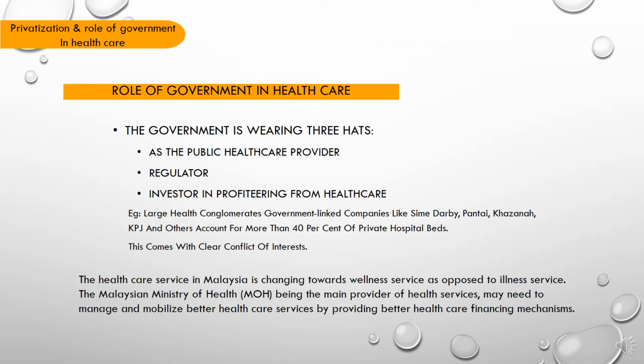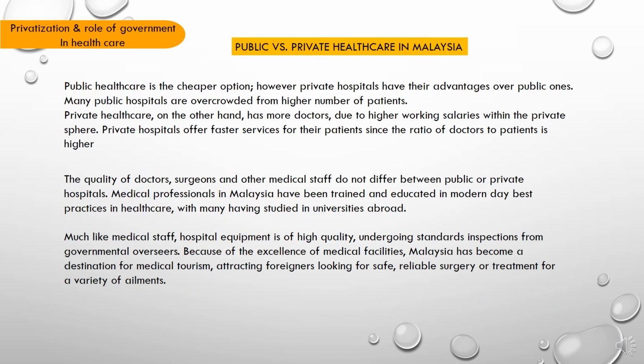The role of the government is three: as a public healthcare provider and a regulator, and also investors in profiting from healthcare. So the healthcare service in Malaysia is changing towards wellness service as opposed to illness service. So the Ministry of Health, being the main provider of health services, may need to manage and mobilize better healthcare services by providing better healthcare financing mechanisms.